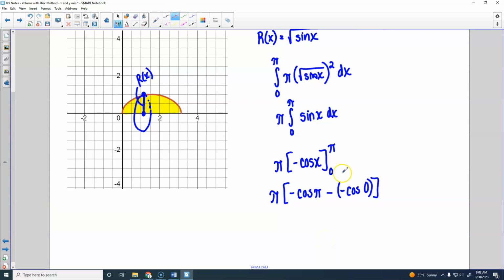That double negative right there can become a positive. And cosine of pi, what is it? Negative 1. And cosine of 0 is 1. And so that double negative becomes positive. 1 plus 1 is 2. We'll get 2 pi units cubed. And that'll be our answer.